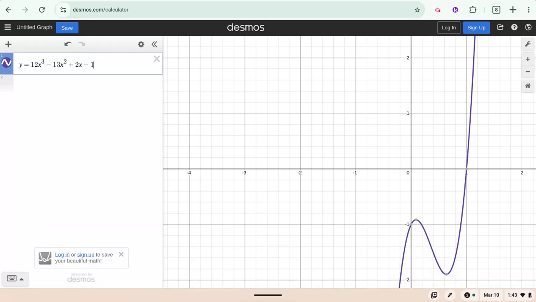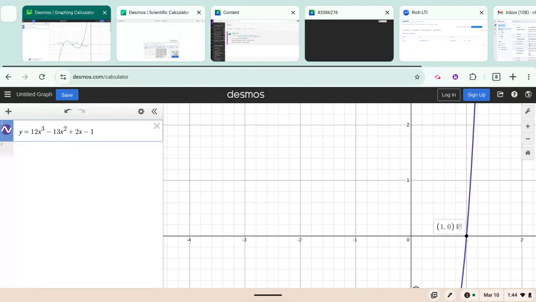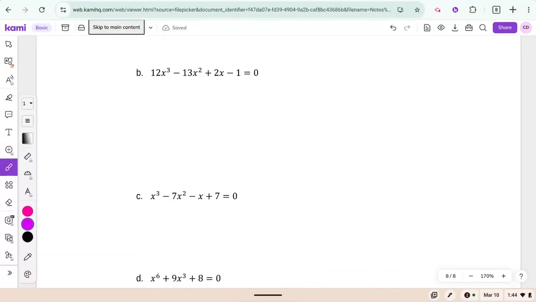All right, I expect 3 solutions, but it only crosses the x-axis once, so I'm going to have to use some other math to help me find the other solutions. The only real solution is positive 1. So x equals 1 is a solution, but there are 2 more.